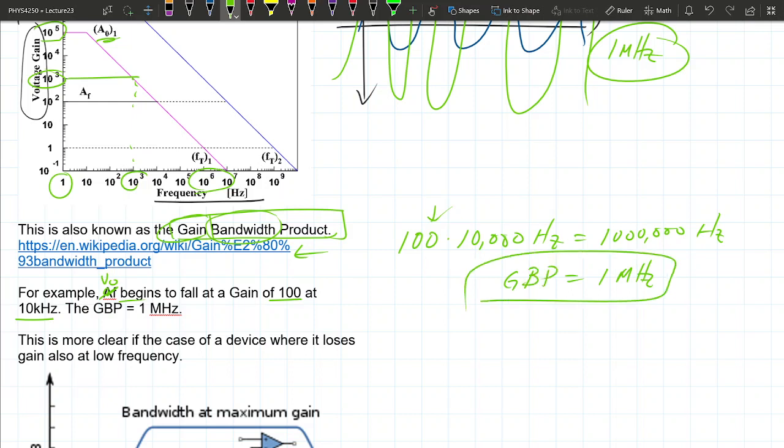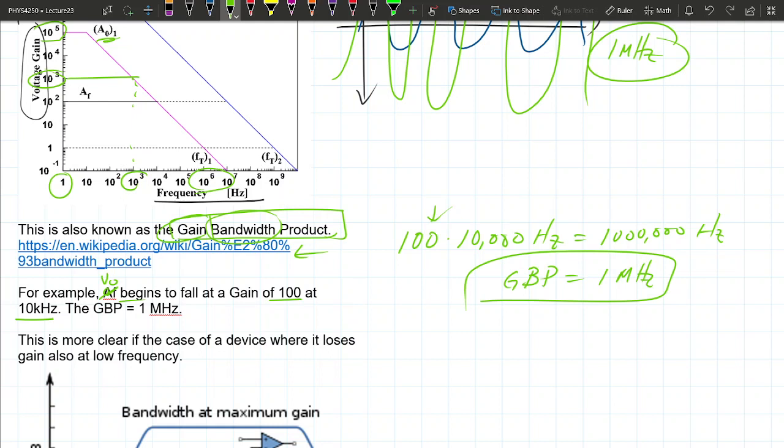That's what we define as the gain bandwidth product. That allows you to quantify how good this amplifier is. It can give you either a gain of 1 at 1 megahertz, because you're multiplying these two numbers together, or a gain of 1 million at 1 hertz. Usually you're operating somewhere between the two.